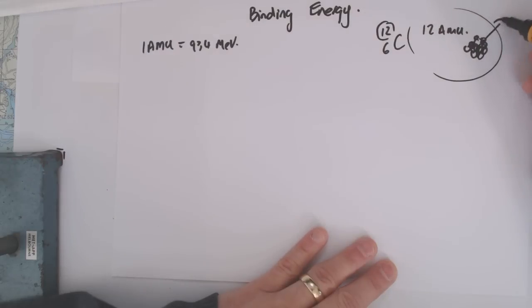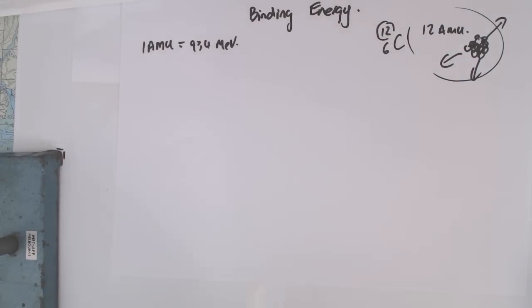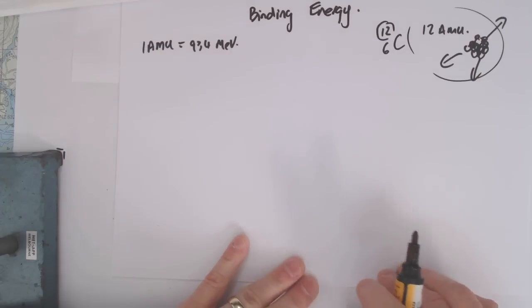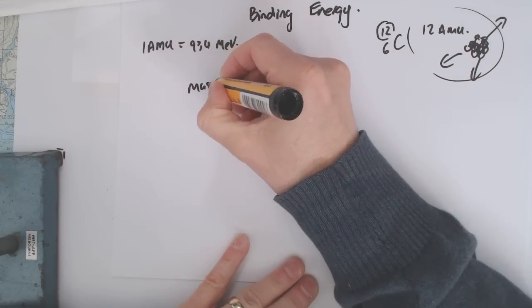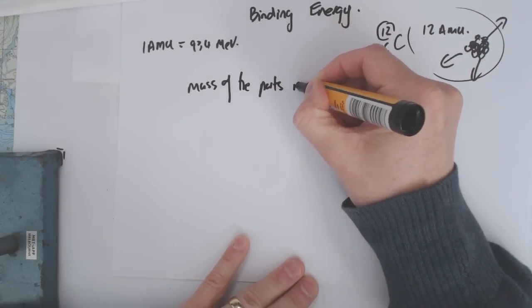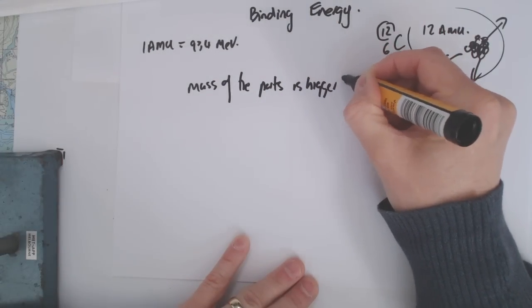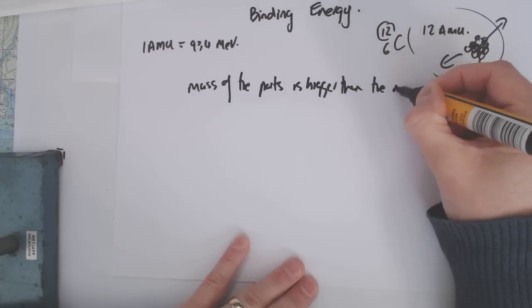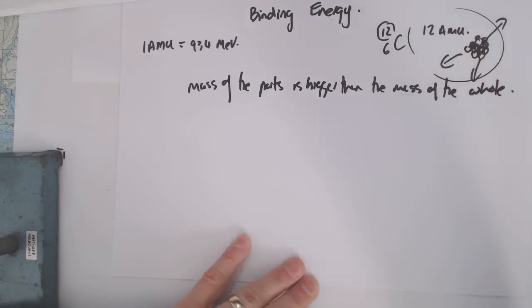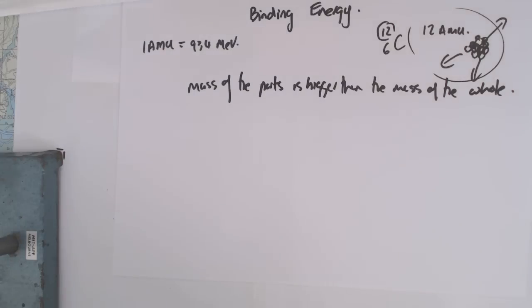Now the thing is, if you pull this apart, all those protons and neutrons, all 12 of them, and weigh those masses separately, then you're going to end up with a bigger mass. So the mass of the parts is bigger than the mass of the whole. And this is all related to potential energy.